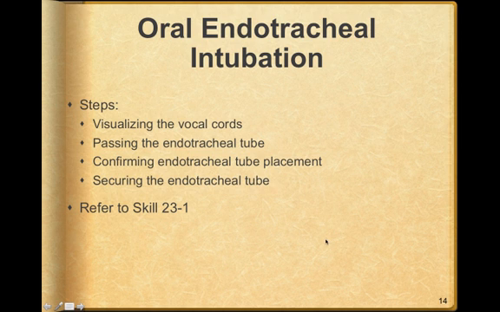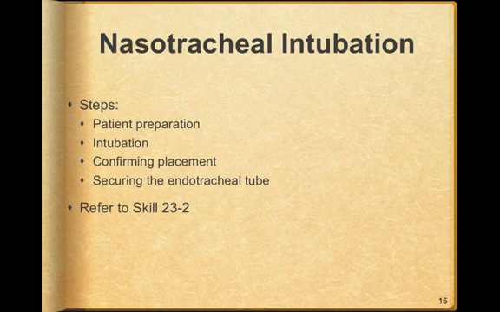Oral endotracheal intubation. The steps on this, and this is skill 23.1. You have a psychomotor skill sheet and a video with this. Visualize the vocal cords, passing the endotracheal tube through the vocal cords. Visually confirm that, confirming endotracheal tube placement. And this is by about 3 methods. So we saw the tube go through the cords, equal rise and fall bilaterally, and then now generally we use end-tidal CO2 detection and securing the endotracheal tube.